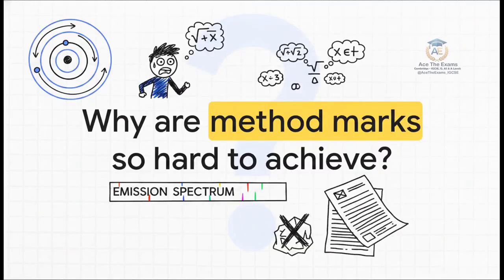Now, this brings us to the ultimate question, the one that trips up so many students and instantly spikes exam anxiety the moment they turn the page. When you see a complex 5 or 6 mark calculation question sitting there on an emission spectrum, why is it so incredibly tough to secure all those multi-stage method marks?